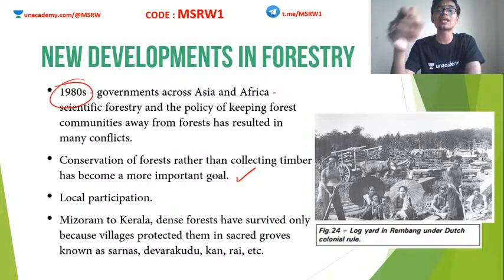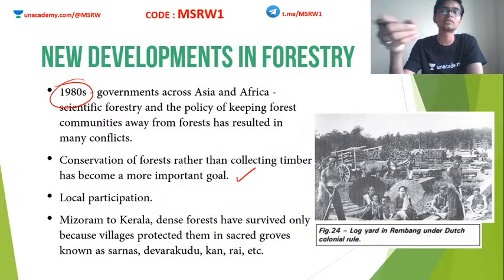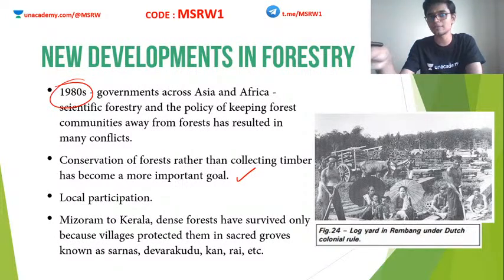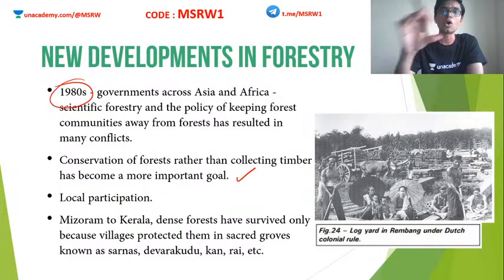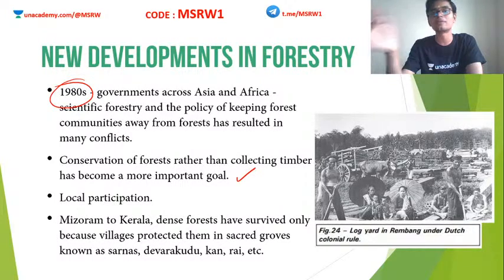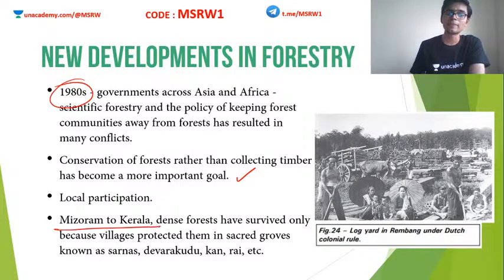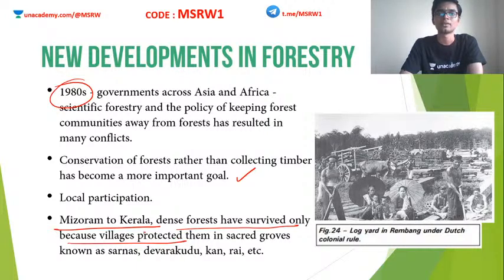Clear? So this can only be done by local participation. People eventually came to understand or accept the fact that without local participation, it is not possible to conserve forest. So all these kinds of developments and awakenings came during the later half of 20th century, especially after 1980s. Alright, so in India's case, for example, from Mizoram to Kerala, dense forests have survived only because of the villagers' protection. Okay, the local community protected this forest.